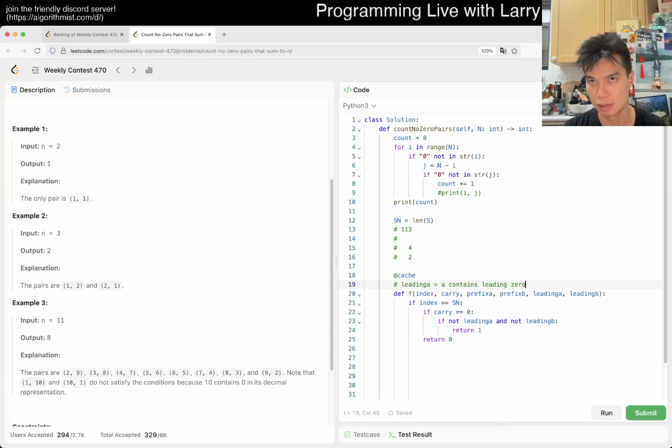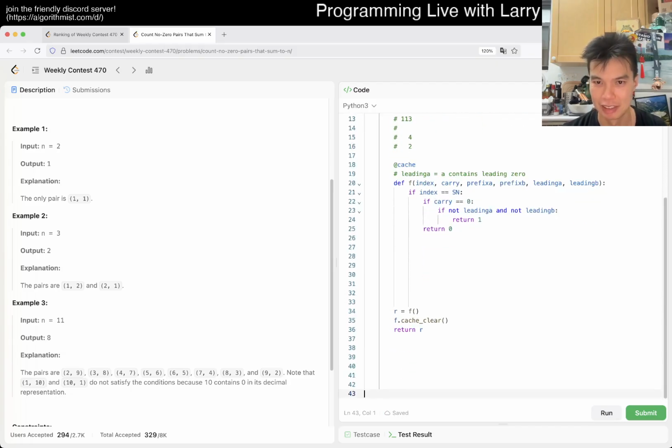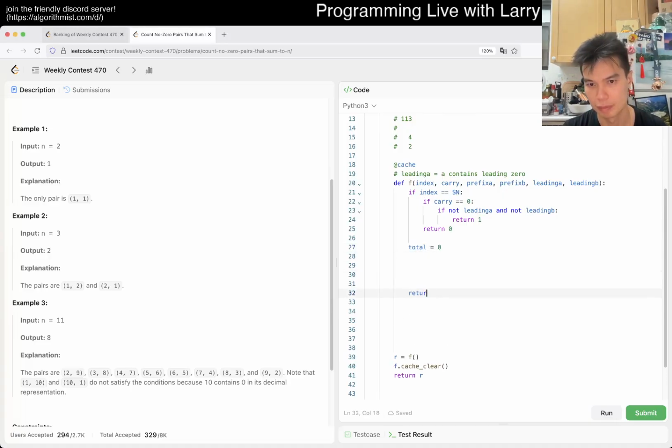What does that mean? Contains leading zeros, which means that it can have zeros. Okay, I think that's what it basically means. But why the? That's fine. I don't know why it looks awkward though. Okay, and then now it's just about brute force maybe.